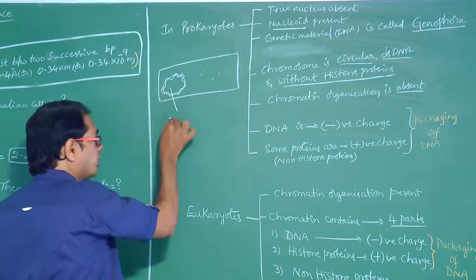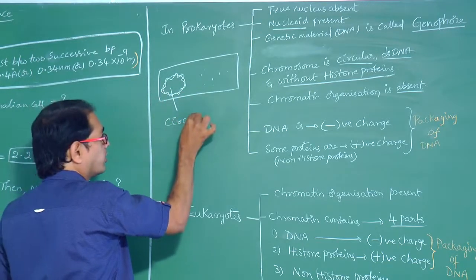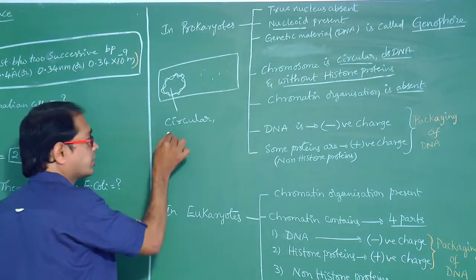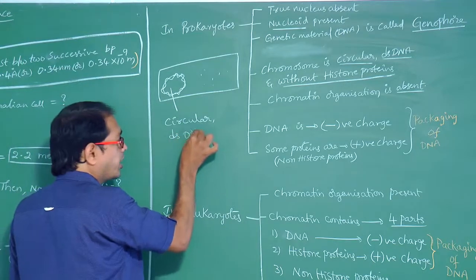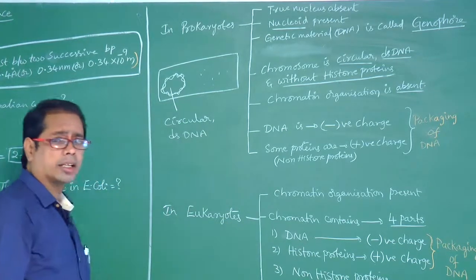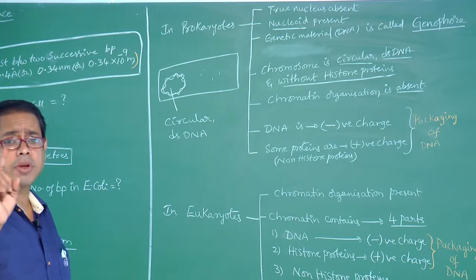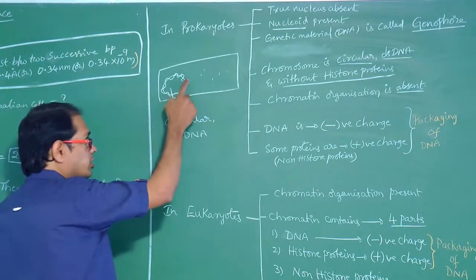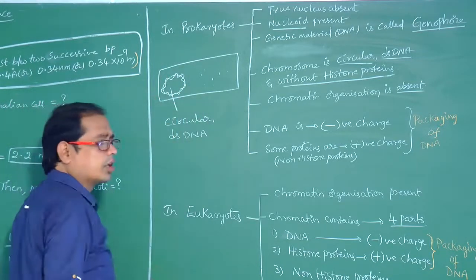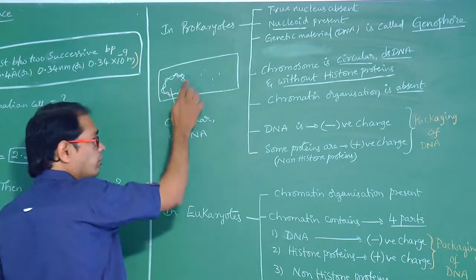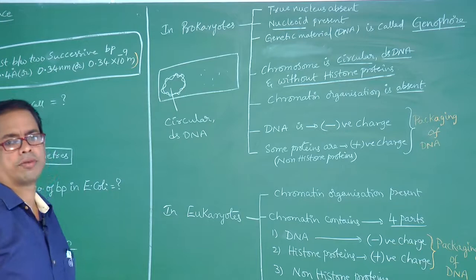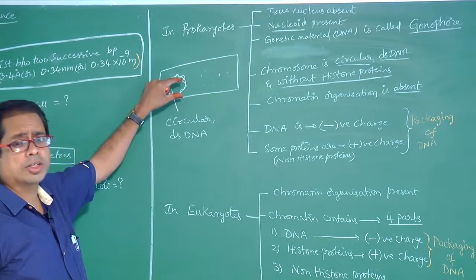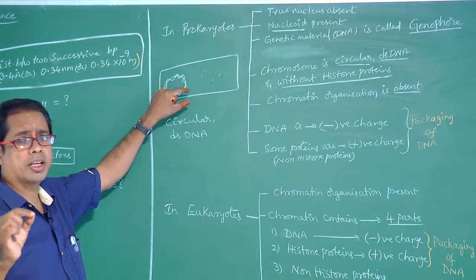So this DNA is circular. The bacterial chromosome contains double stranded DNA. Don't say single stranded DNA. So this chromosome is circular, and this one is called the genophore. Nucleosome organization is not found in prokaryotes.